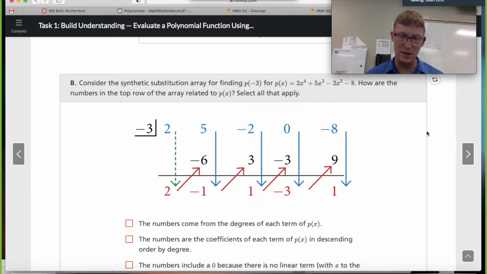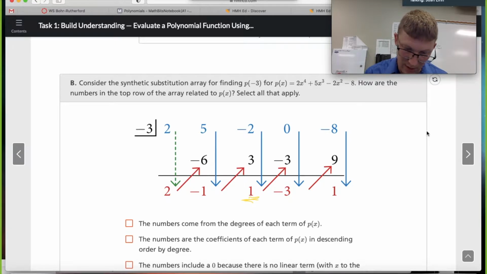And the rest of this, again, should seem very familiar. You're going to take 2, drop it down. You're going to take 2 times negative 3. That's where you get the negative 6. You're going to add with the blue arrow. Get our negative 1. Then you're going to take negative 1 times negative 3. That's where that guy comes from. You're going to add going down. So then you're going to have this 1.